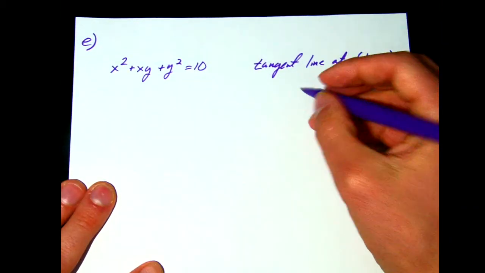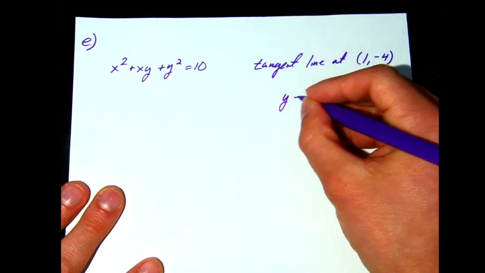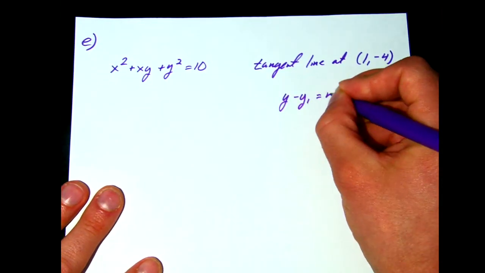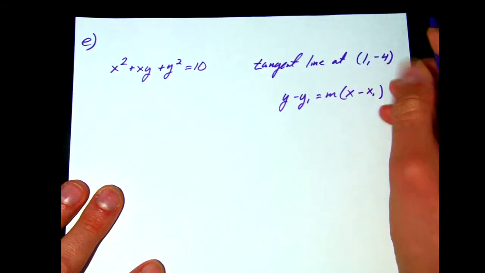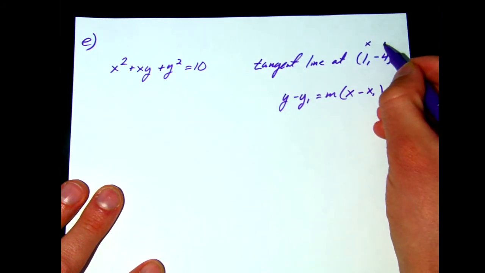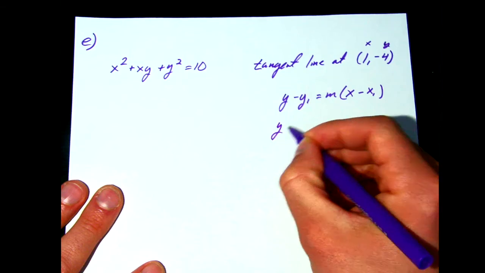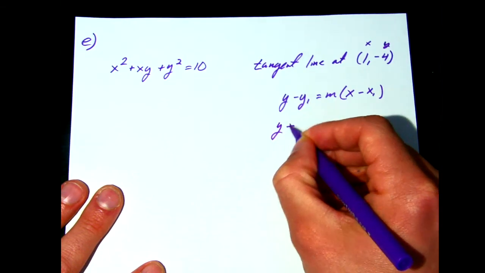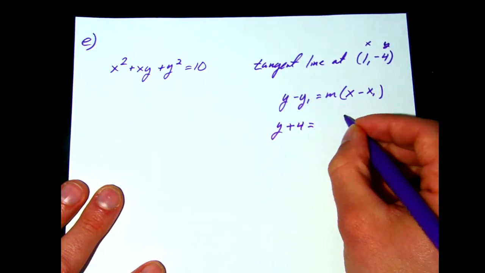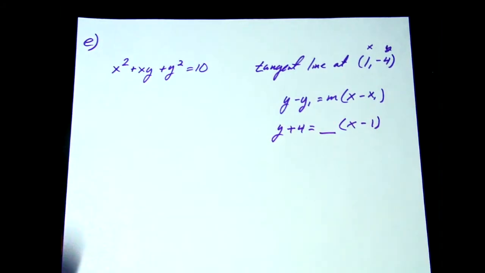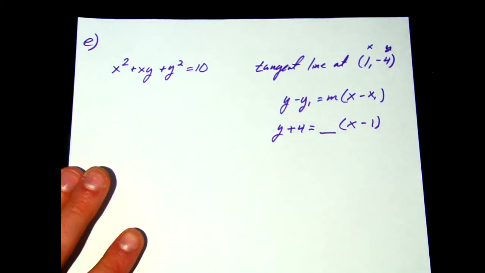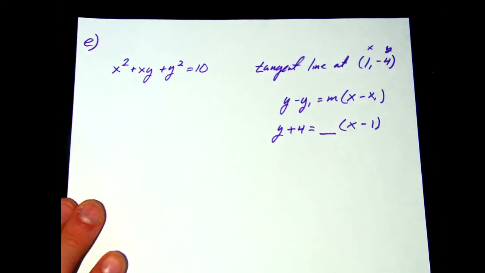So to do a tangent line, I know I need y minus y1 equals m times x minus x1. Now, the x and the y aren't really a problem. Y would be +4 equals x minus 1. But the slope is the problem. I don't know the slope of this curve. Good thing, that's what a derivative is for. So I'm going to take the derivative of this guy.